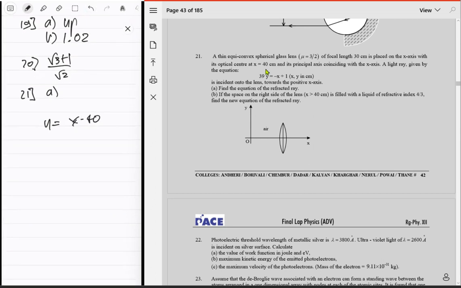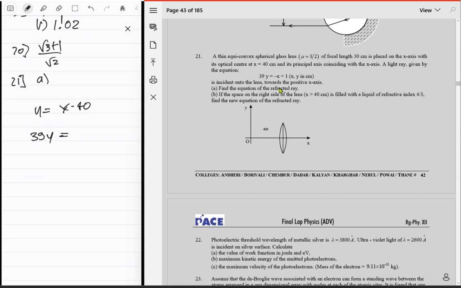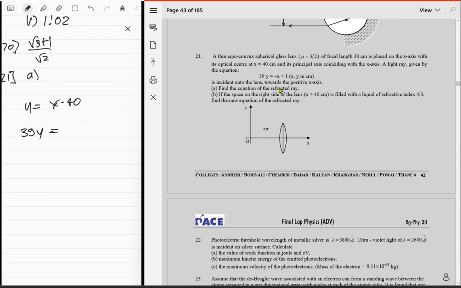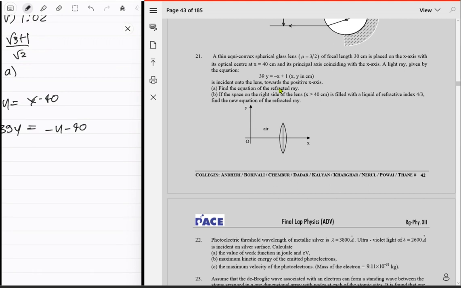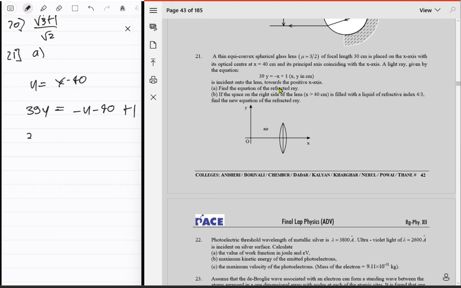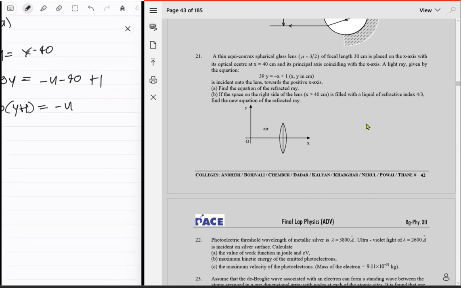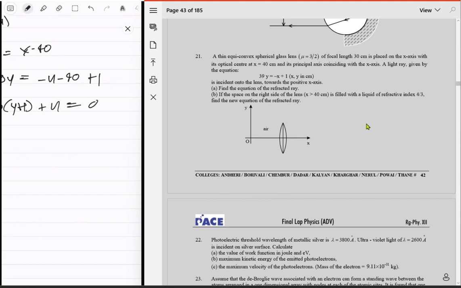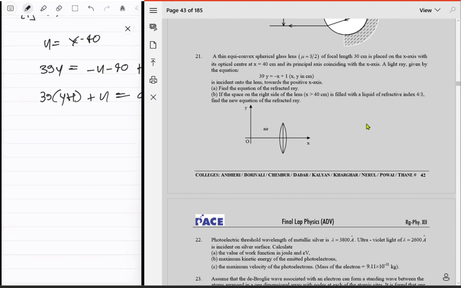So what does this line become? 39y is equal to negative x, and x is just u plus 40. So negative u, negative 40, right? So in the u-y space, then plus 1, right? So we have negative 39y plus 1 equal to negative u. Whenever y is 0, u just becomes negative 39. So your u is negative 39. Almost matched.